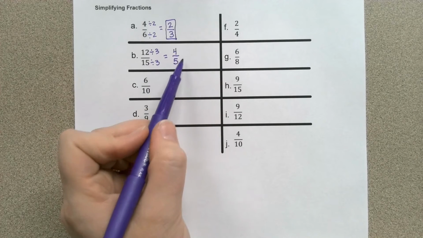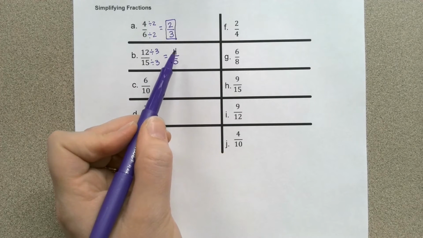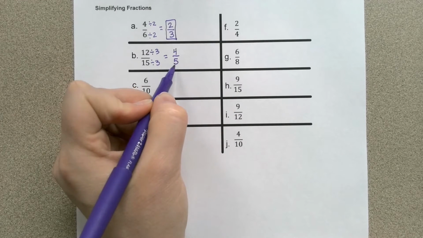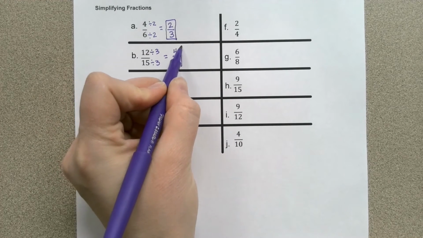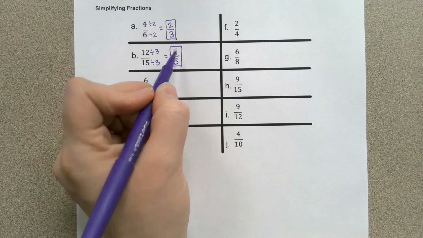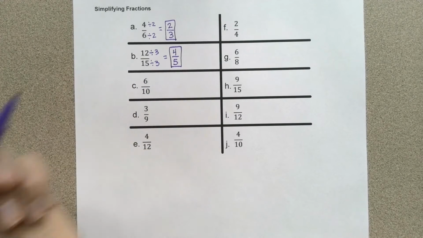We always want to check, can we simplify any farther? 4 we can divide by 2, but 5 we cannot divide by 2. And no other numbers can be used to make them in smaller terms, but still nice whole numbers. So 4/5 is our final answer.